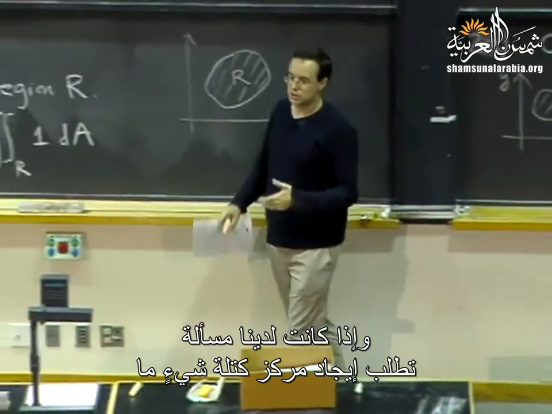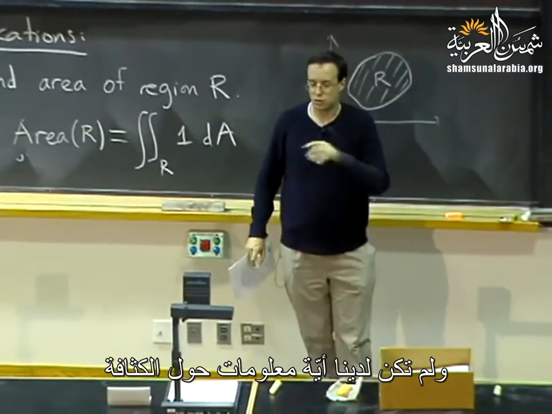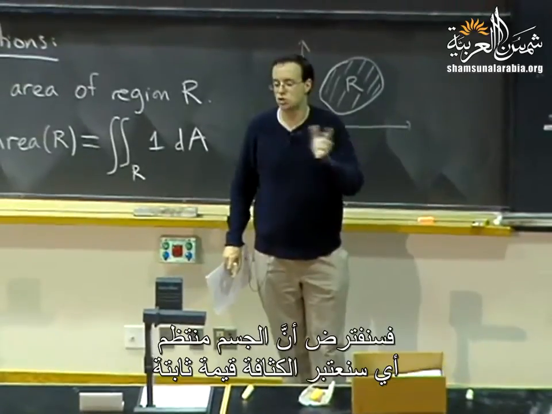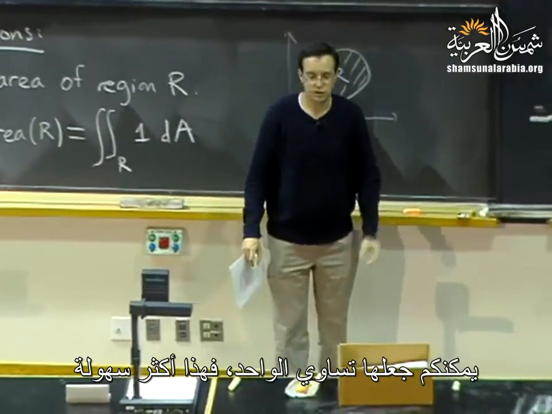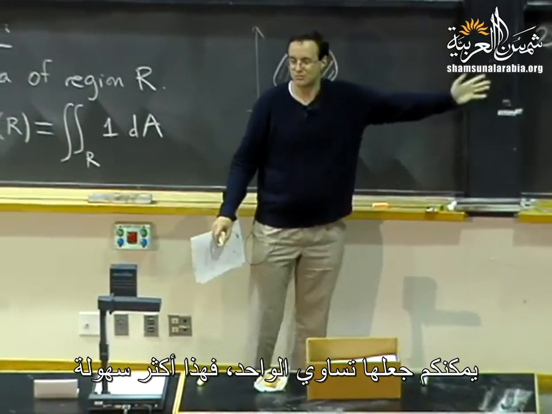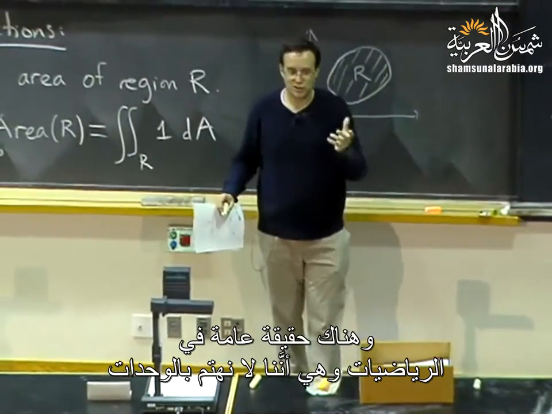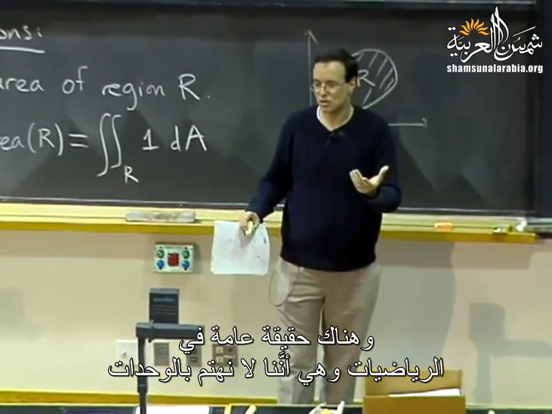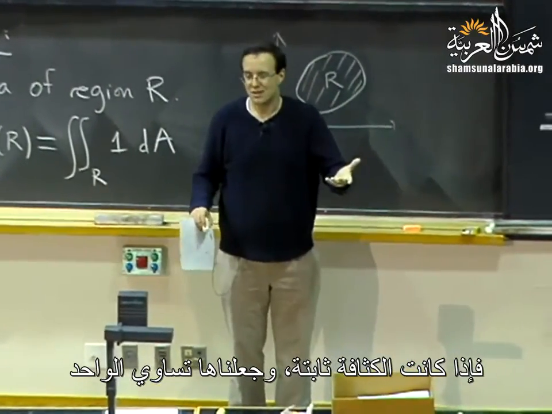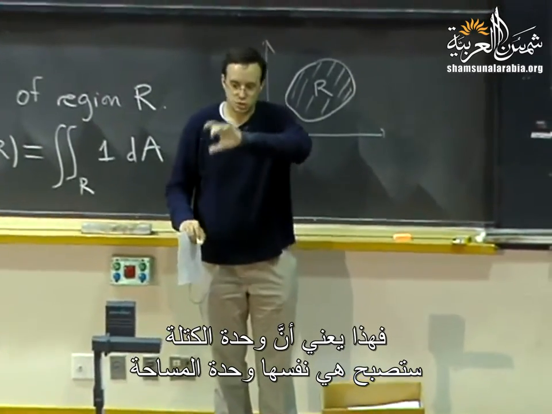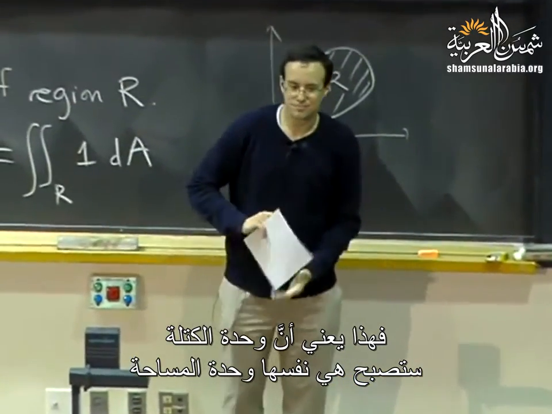If you have a problem asking you to find the center of mass of something and you have no information about the density, assume it's uniform. Take the density to be a constant. Even take it to be 1. That's even easier if you want. It's a general fact of math: we don't care about units. So if density is constant, we might as well take it to be 1. And that just means that our mass unit becomes the area unit.